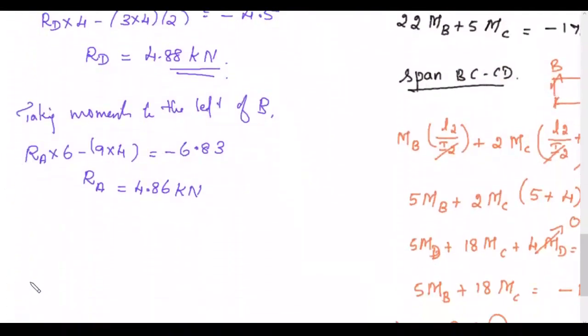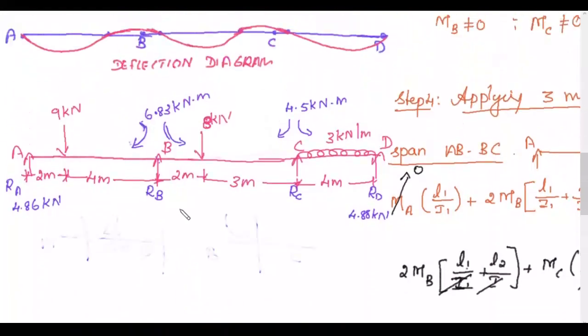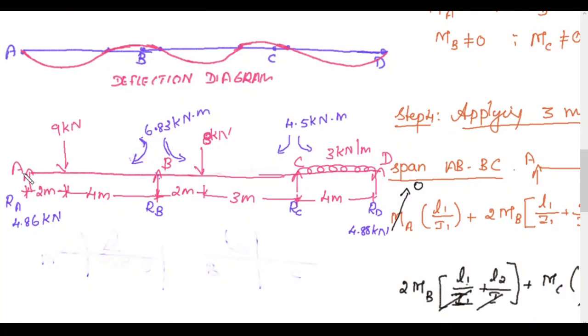So taking moments to the left of C, we get... When you are considering the points A or B or C or D, you have choices. When you consider A, you can take the right of A. When you are considering B, you can take right of B as well as the left of B. When you are considering C, you can take right of C or left of C. When you are considering D, you can take the left of D.